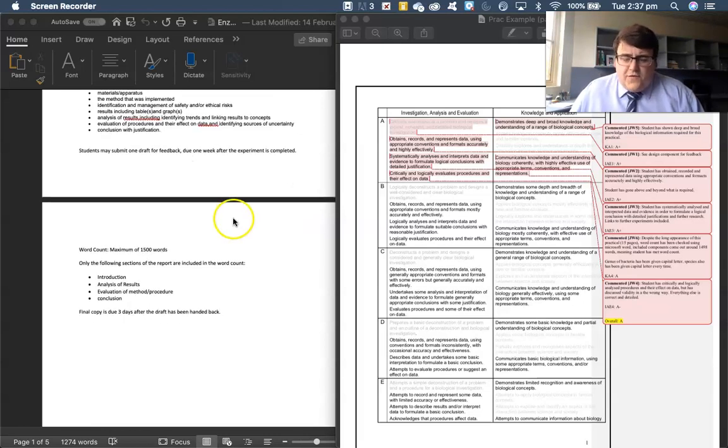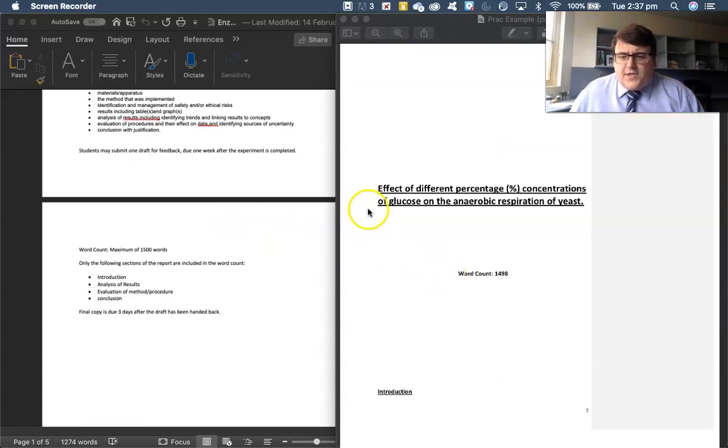But the first thing you always should have in your practical is an effective title. So here we've got the effect of different concentrations of glucose on the anaerobic respiration of yeast. Okay, so that title tells me exactly what we're looking at in the practical, connects the variables together. It's everything we need in a title.